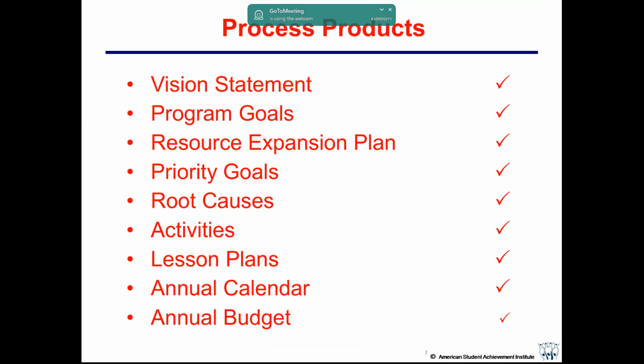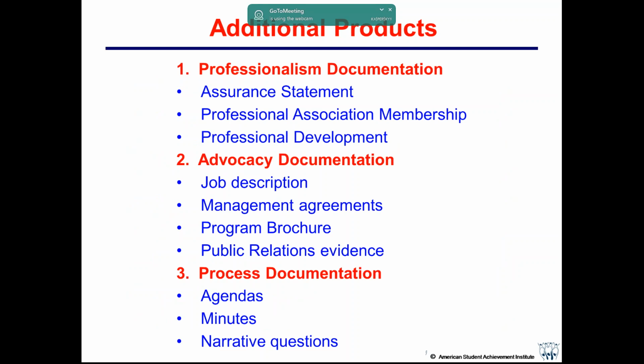So up until now, we've used the process to create these products. So these products pretty much define what your school counseling program is all about. You've got a vision or your dream, your goals, your resource expansion plan, priority goals, root causes, activities, and then last month you developed your lesson plans, an annual calendar, and an annual budget. So this is the definition of what your school counseling program is. So today we're going to just talk about a few other products.